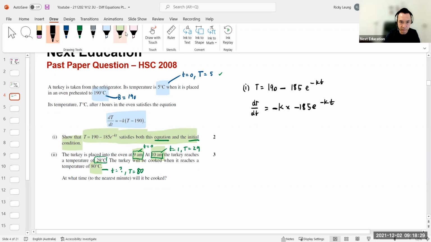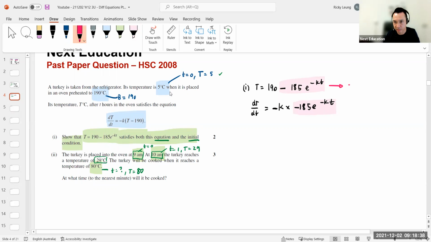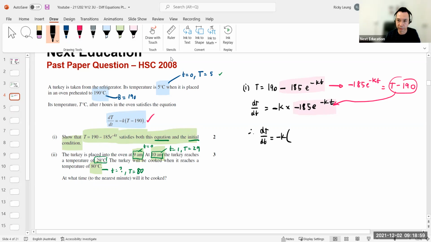Now once you get down to there, you can see that this here looks exactly the same as here. So theoretically, if I rearrange this to make this the subject, 185 e^(-kt) will be equal to T minus 190. I'm going to sub this into there to get exactly what I want. Therefore, dT/dt equals minus k times T minus 190. Always use your solution to rearrange and sub in, in this case. And then I go, therefore, it satisfies the solution, the equation.